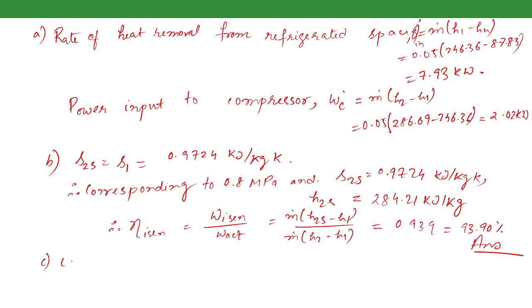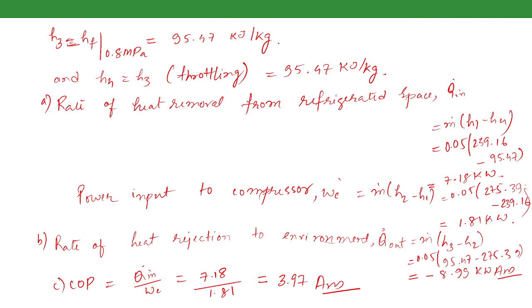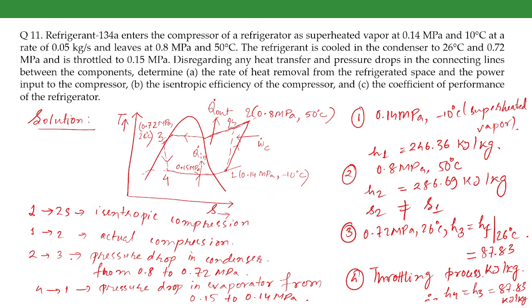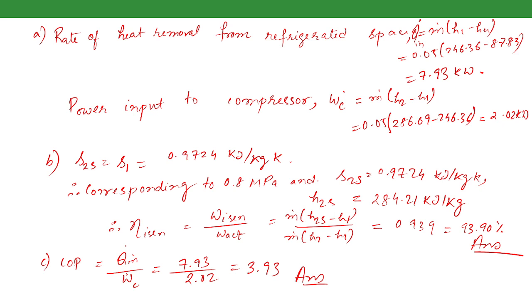Okay, and the COP of the refrigerator is Q input by WC, 7.93 by 2.02, that is 3.93. Okay, so you see, as we move from the ideal vapor compression refrigeration system to the actual vapor compression refrigeration system, where the losses are involved, the COP decreases from 3.97 to 3.93. So this decrease in the COP is due to the losses in the components of the system.